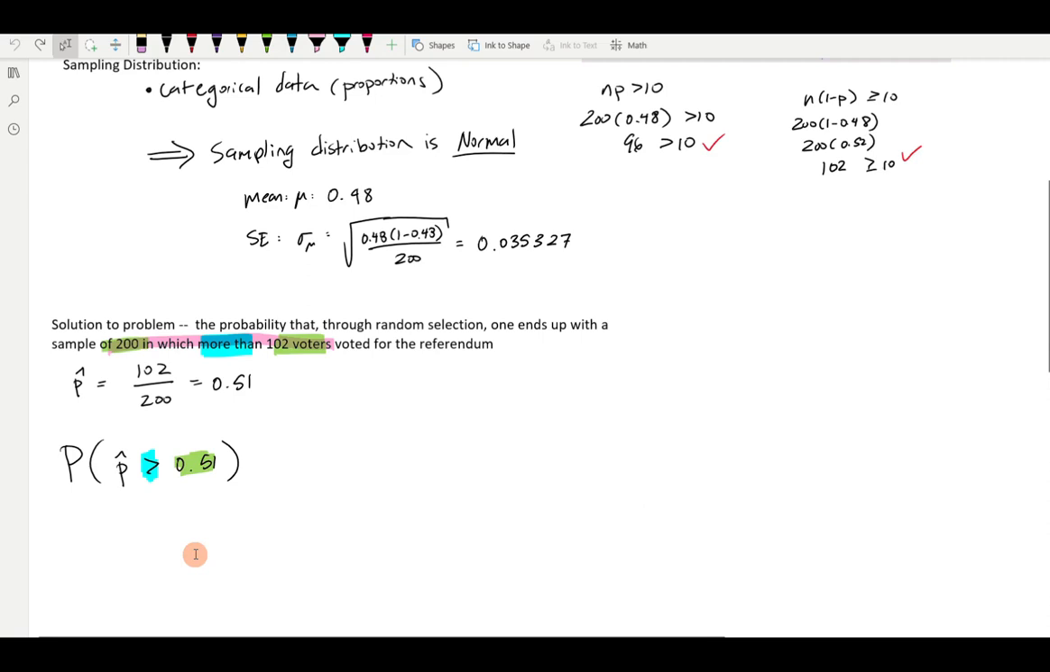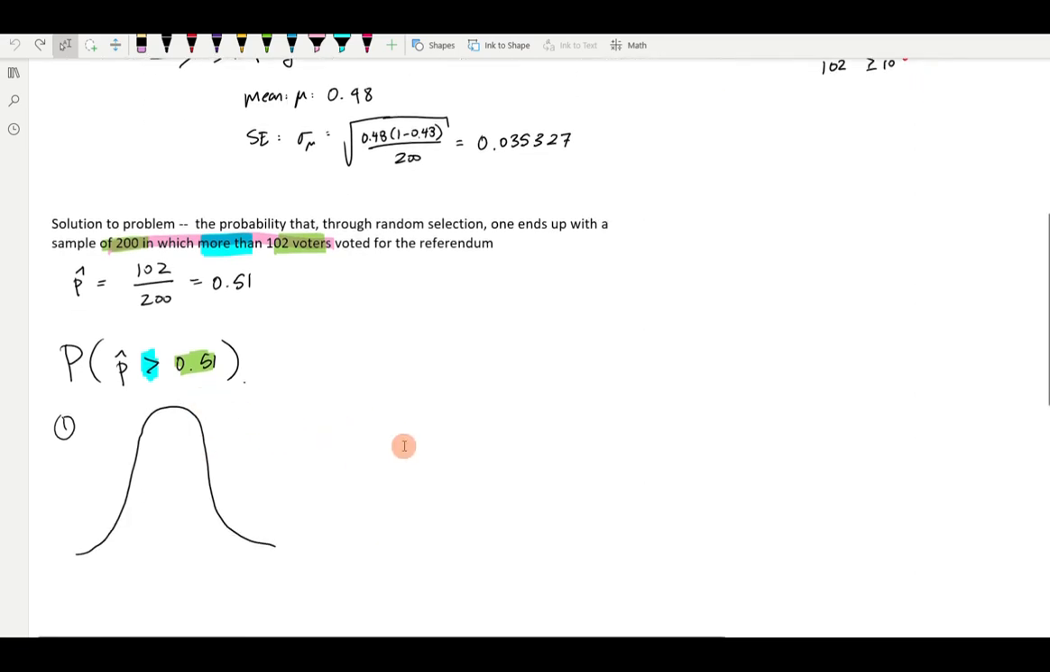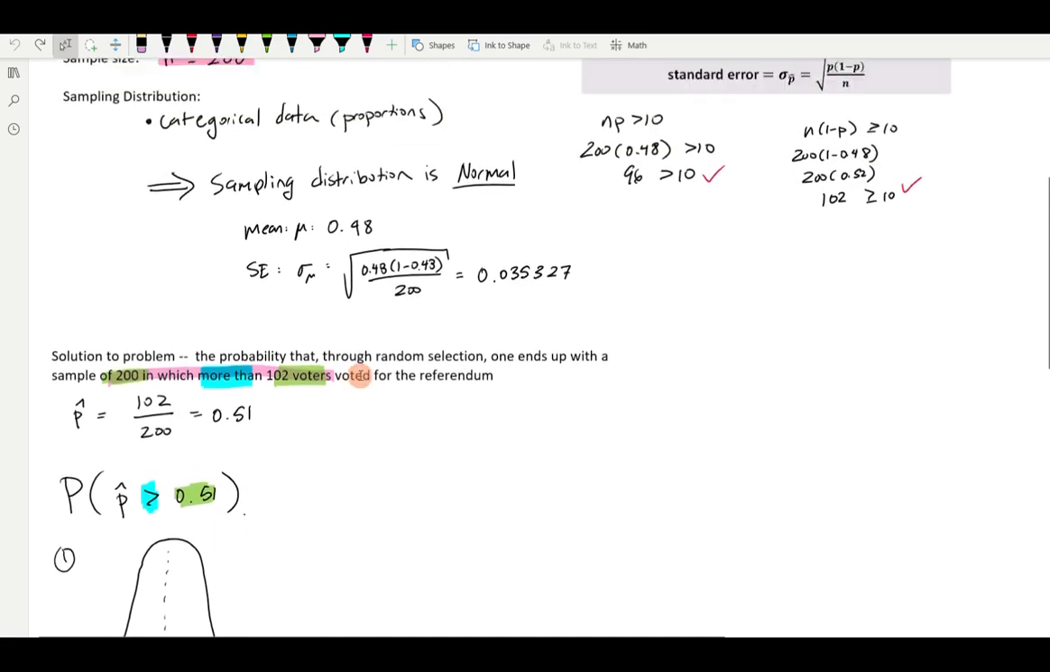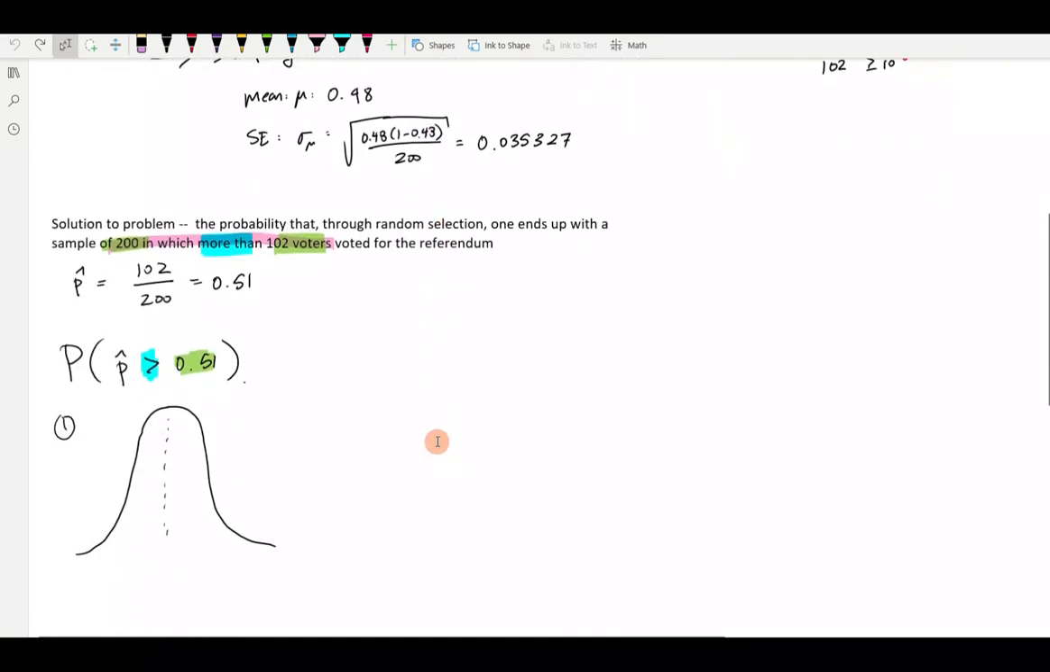So to do this calculation, it helps to sketch the picture a little bit just so we can visualize what's going on. I know the population distribution is normal, so I'm going to draw myself a little normal curve. I'm going to label the peak. The peak in this case is the mean, the population parameter, so it's 0.48. And I know that I'm interested in more than 0.51, so I'm trying to figure out the area that is above the point 0.51.